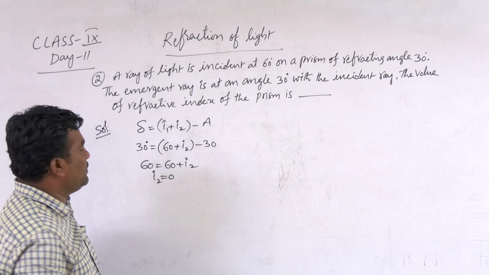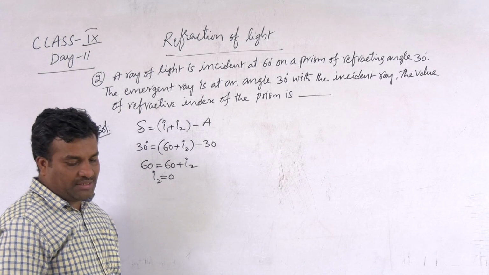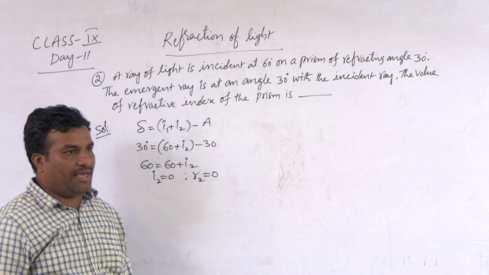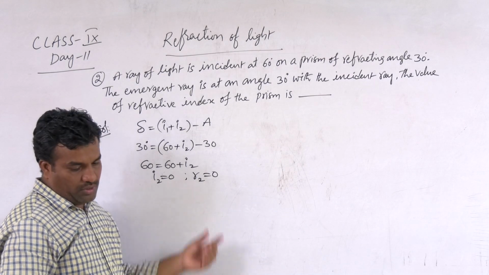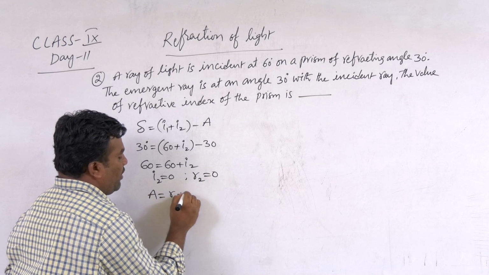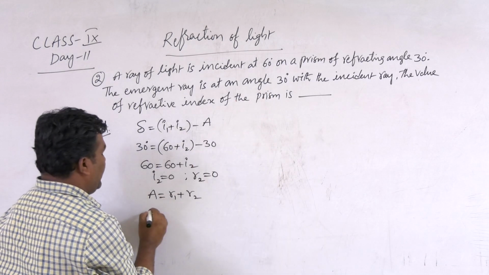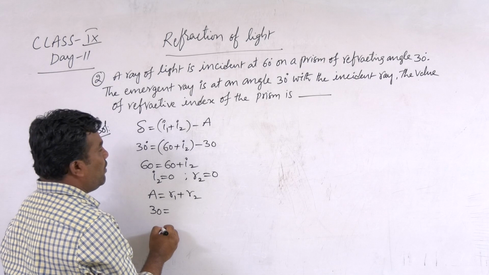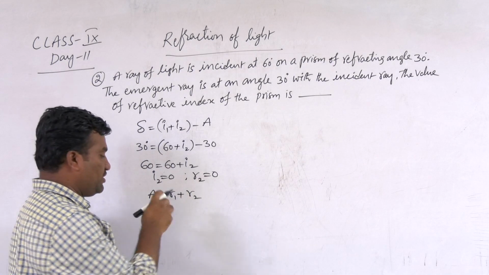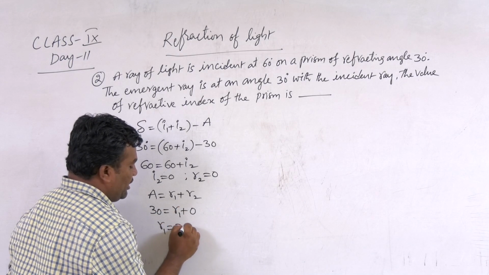I2 equal to 0 means here on the second surface the emergent angle is 0. So that's why the refraction also, that means the incident ray on the second surface also 0. Now I am writing here the angle of prism A equal to R1 plus R2. Angle of prism is how much only? 30 equal to R1. R1 means what only? The first refraction R1 plus 0. Now R1 is equal to 30 degrees.